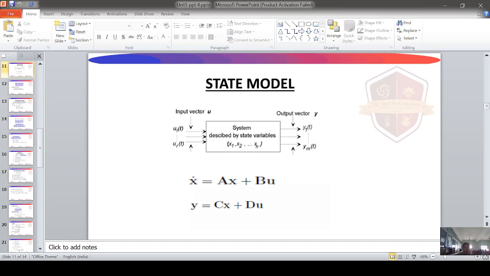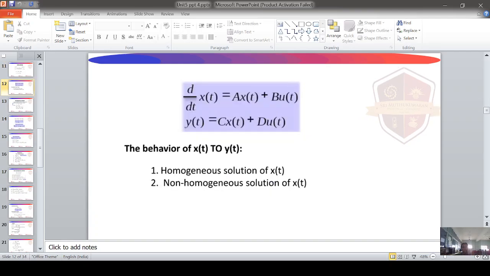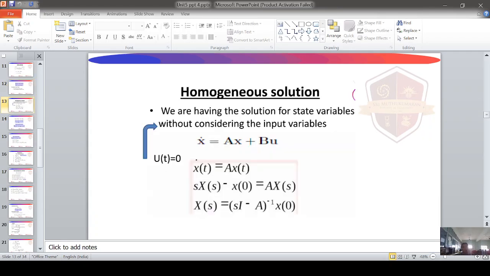Then the state model. The state model means we have two equations, both the state and output equations. The state equation is x dot is equal to Ax plus Bu, and the output equation is y is equal to Cx plus Du, where x dot is d by dt of x(t). So for the behavior of x(t) and y(t), there is the homogeneous solution of x(t) and another one, the non-homogeneous solution of x(t). In the homogeneous solution, we find the solution for the state variables without considering the input variables.